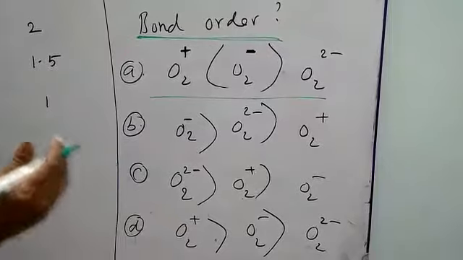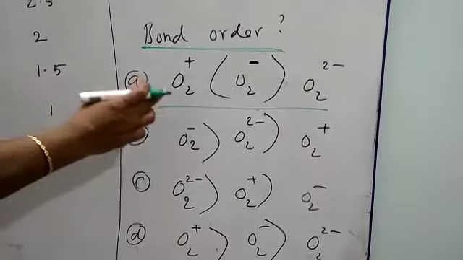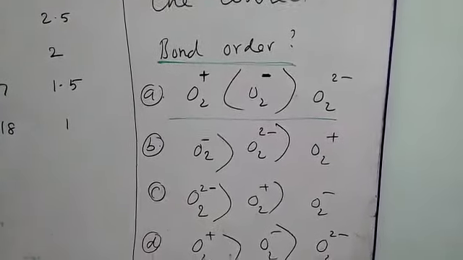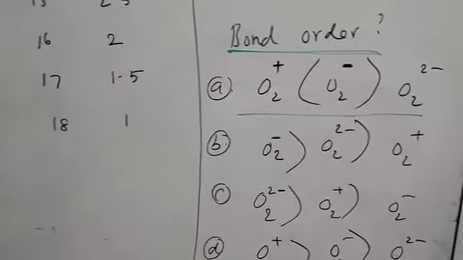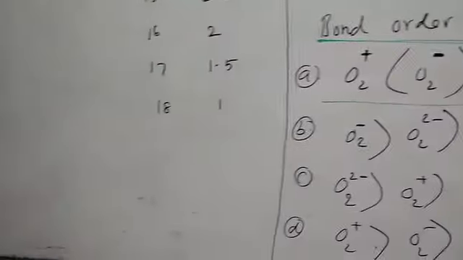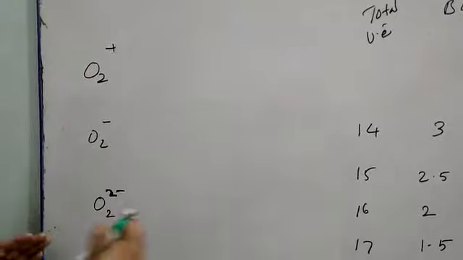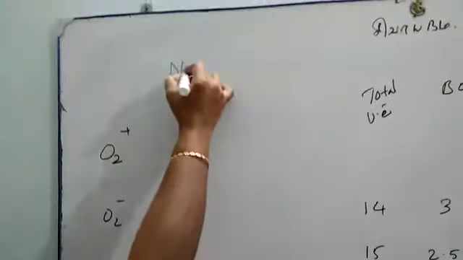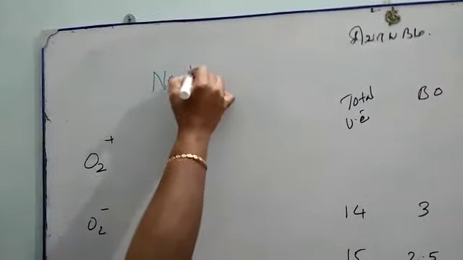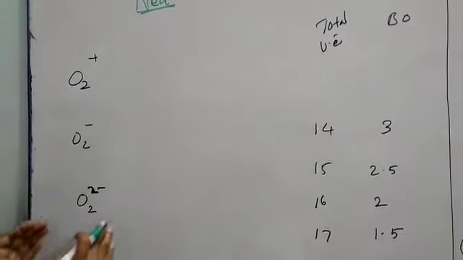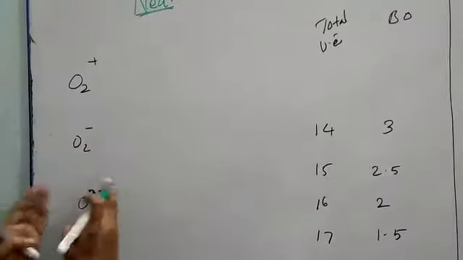So what we have to do is, first, I am writing the species. Copy down here: O2 plus, O2 minus and O2 2 minus. Please copy down like this. Very important: in the examination hall, the rough work itself should be done systematically and neatly.